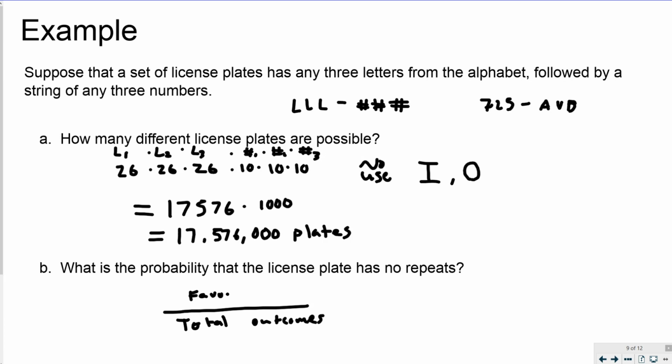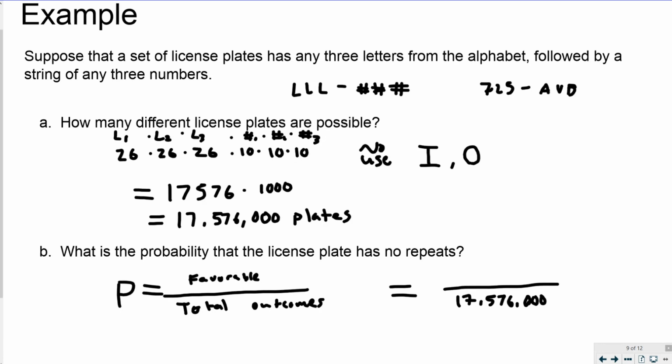So we need to calculate the favorable because we already know the total outcomes. So the probability would be favorable over total. We do know that the total is 17 million 576,000. What we do need to calculate is the probability that a plate has no repeats.